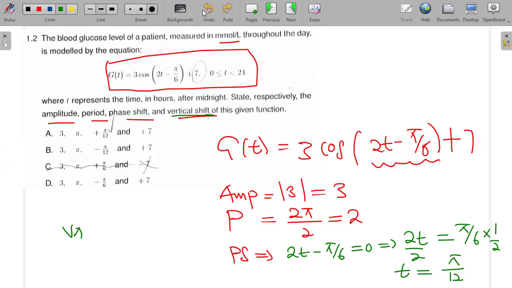The other thing was the vertical shift. The vertical shift is just the number that is being added there, the plus 7. Now you go to the options and check which one matches what you found. The amplitude is 3. Here I should have said pi for the period, because the 2 and the 2 are canceling. So the period is pi, the phase shift is pi over 12, which I can see on A, and the vertical shift is plus 7. So I'm going to pick A as my best answer.